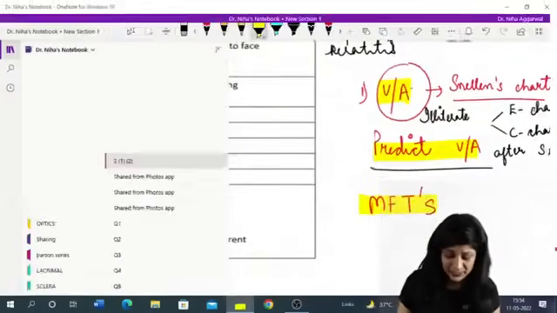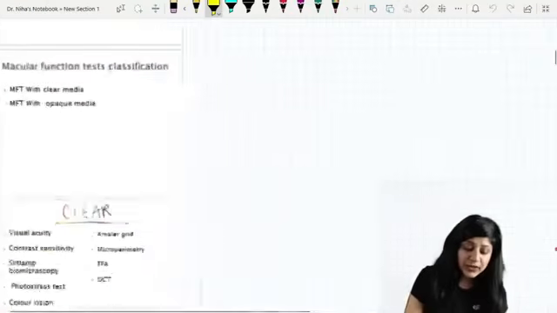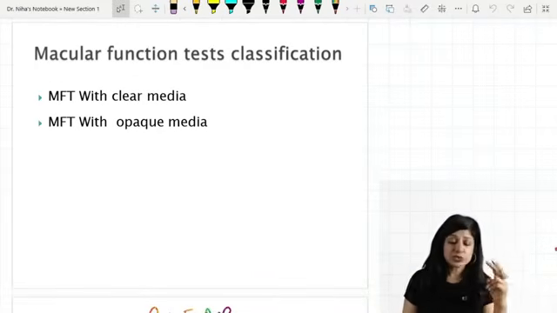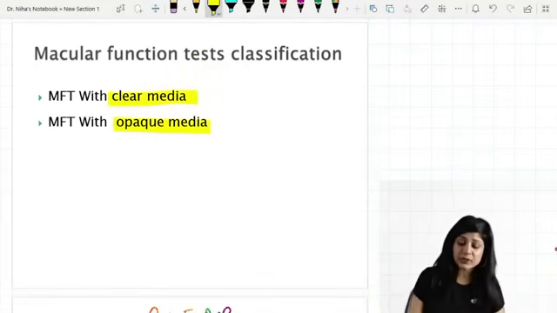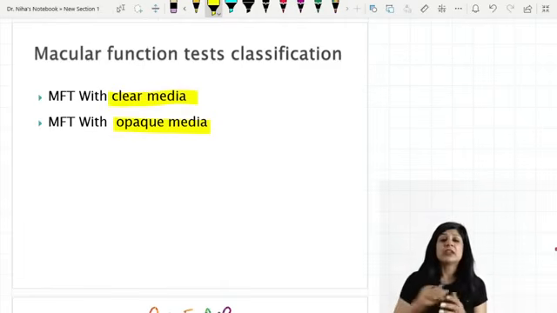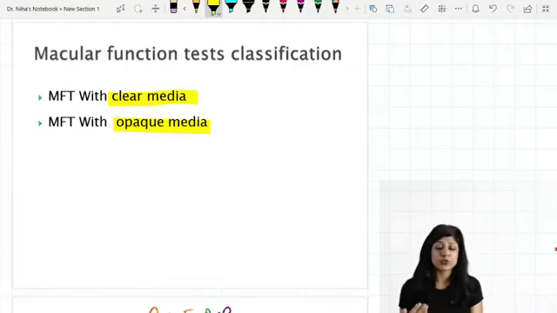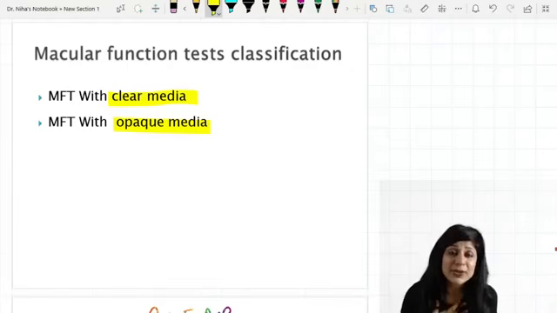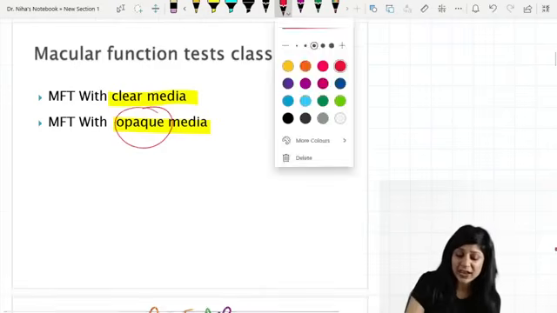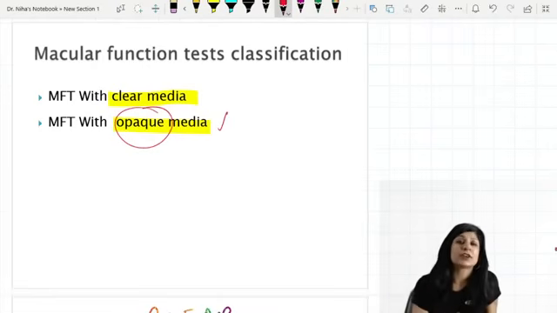So, we will be discussing this macular function test also. See, there are two kinds of macular function tests. You should know that these two types are, one with the clear media and one with the opaque media. So what are the macular function tests that I would like to do in a patient who is having a clear media, and what are the macular function tests I would like to do when the patient is having opaque media? My patient most probably will be having opaque media because she is having cataract. So I would like to do this, but you should know both, what are the macular function tests done.